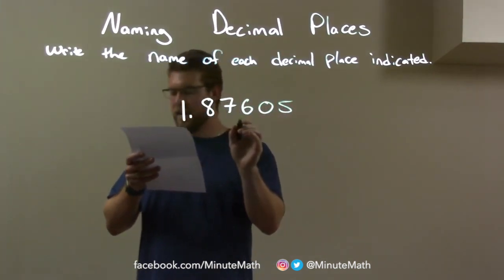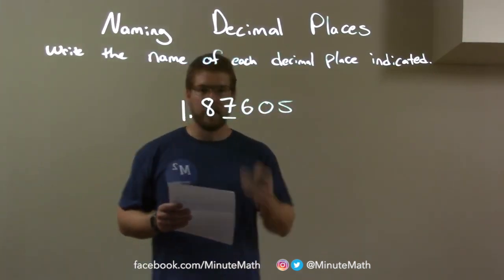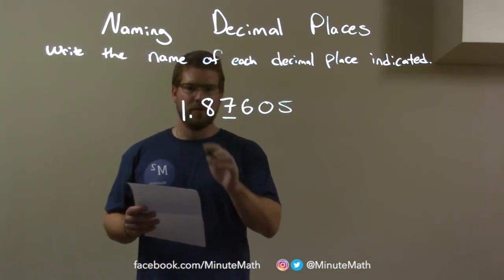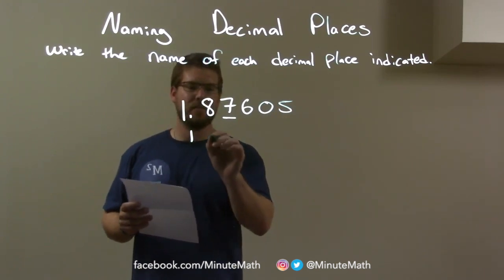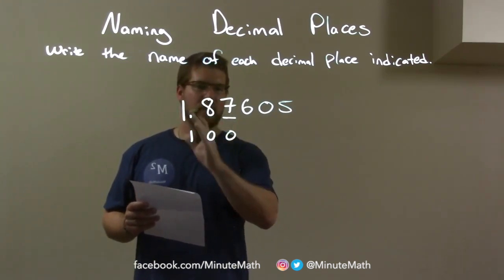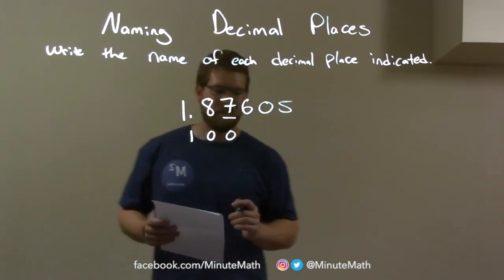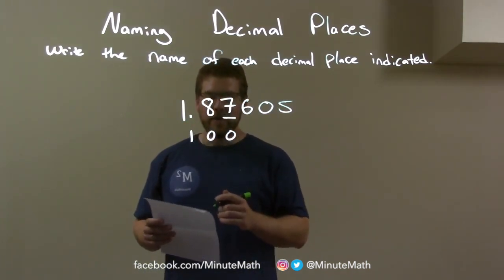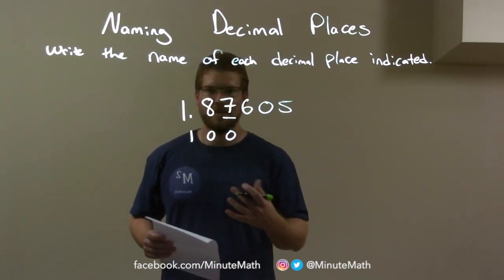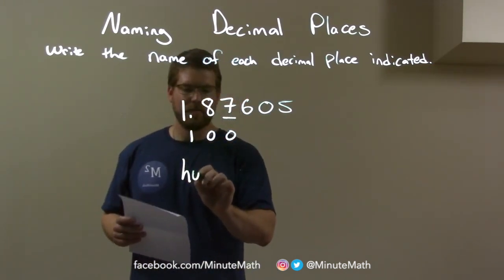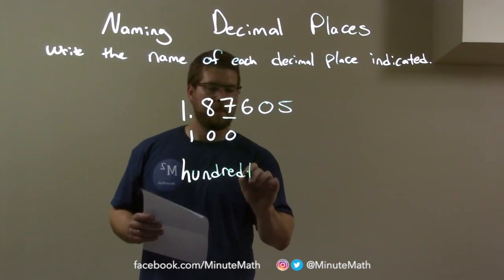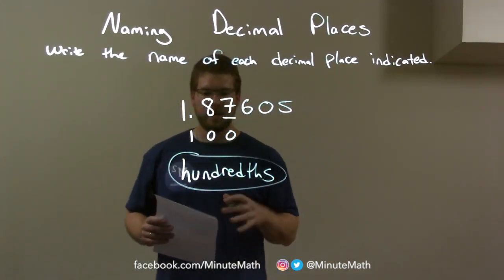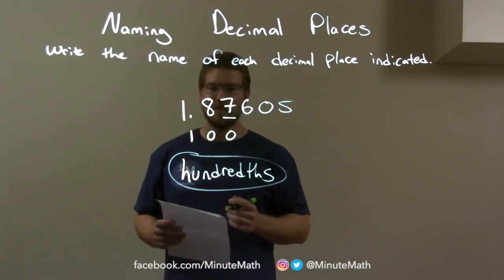1.87605, and the number is underneath the 7 right there. Well, what I first want to do is put a 1 where the decimal place is and zeros afterwards up to that 7, the indicated value. So from there, I have 100, so this is the hundredths place. Hundredths place, and there we go. And so that's our final answer.